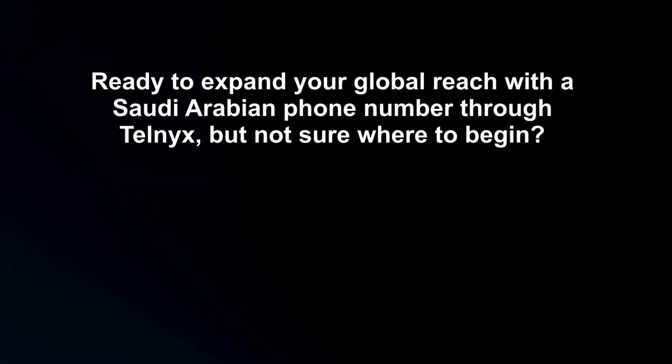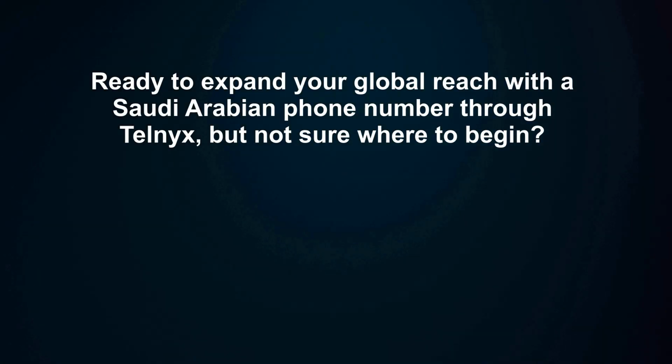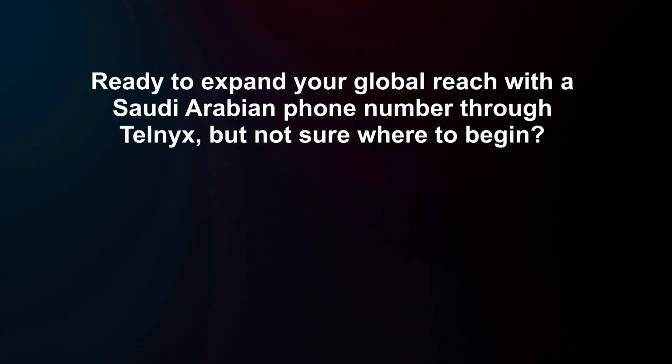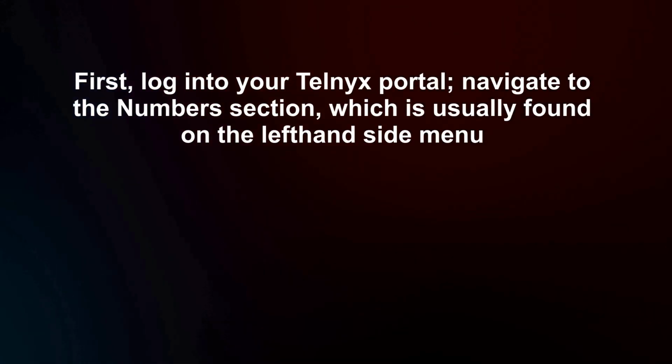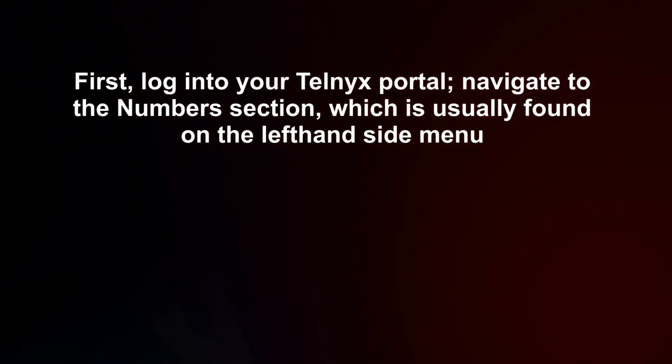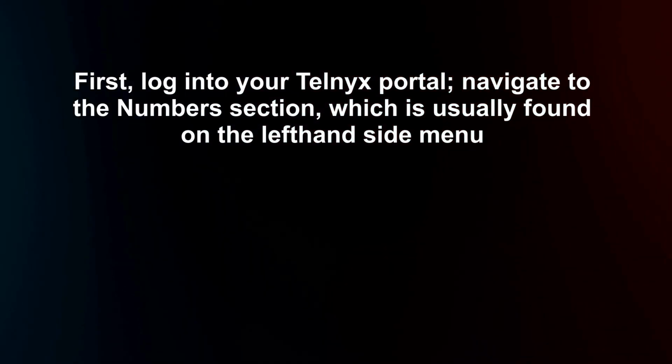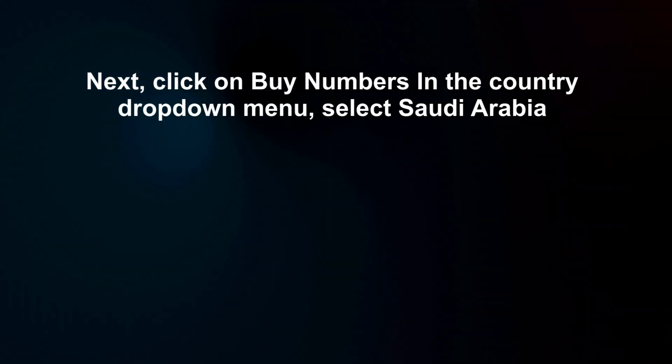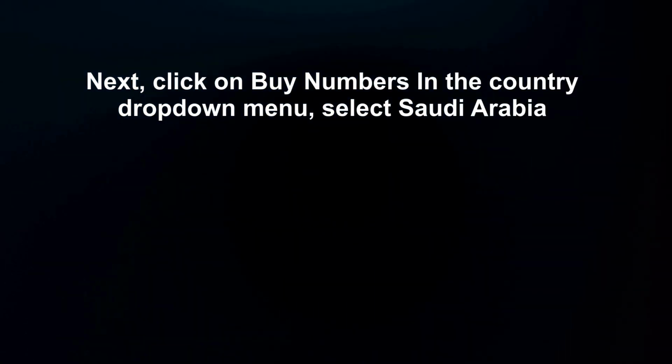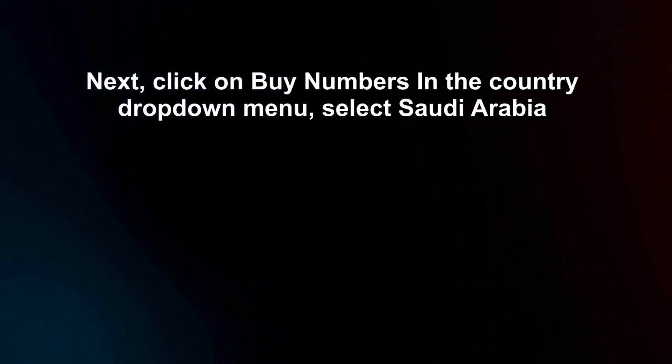Ready to expand your global reach with a Saudi Arabian phone number through Telnyx, but not sure where to begin? First, log into your Telnyx portal, navigate to the Numbers section, which is usually found on the left-hand side menu. Next, click on Buy Numbers. In the Country drop-down menu, select Saudi Arabia.